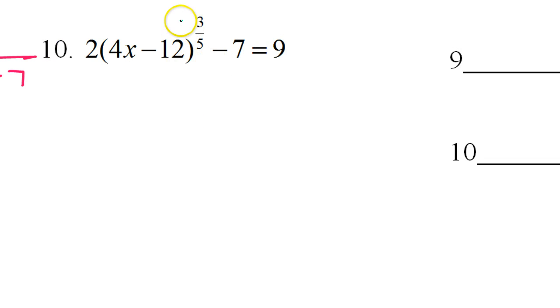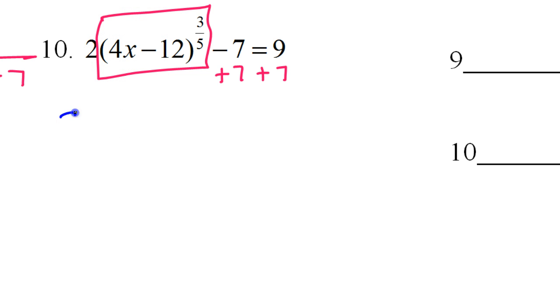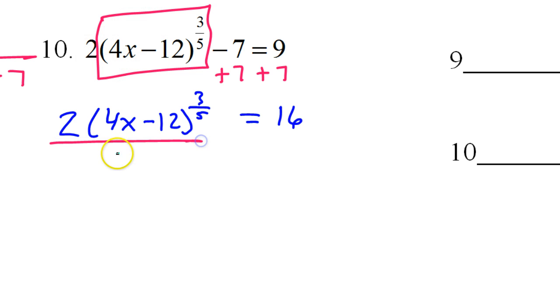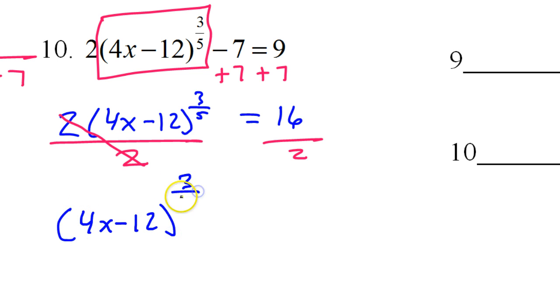Alright, number 10, we got to get this part of the equation by itself first. So we need to add 7 to both sides first. Alright, so that's going to give us 2 times the quantity 4x minus 12 to the 3/5 power equals 16. Then we shall divide both sides by 2. Alright, so those will cancel out. And that will leave us with 4x minus 12 to the 3/5 power is equal to 8.